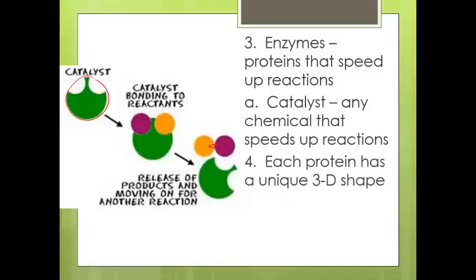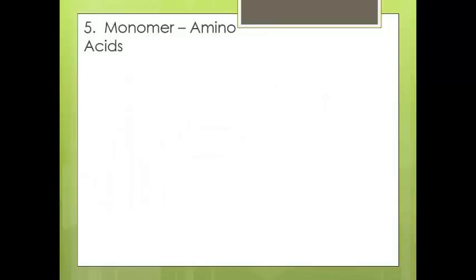Every protein has its own shape. They're three-dimensional. They're not flat. They're very unique. We have also mentioned for every one of our macromolecules what the monomer is. Proteins are polymers. They're made up of individual items that are bonded many times. And the monomer for a protein is an amino acid.